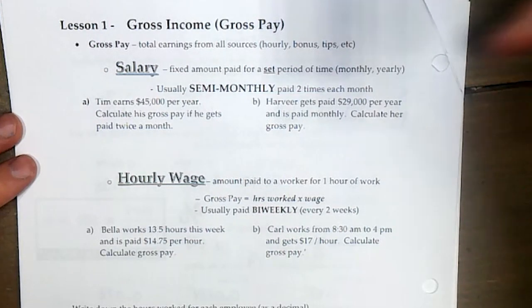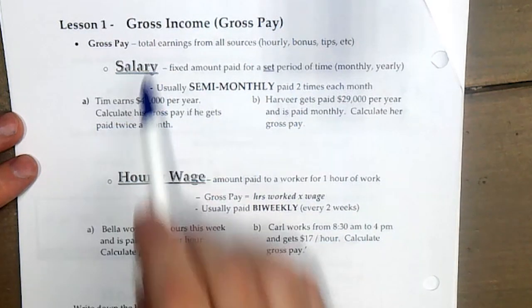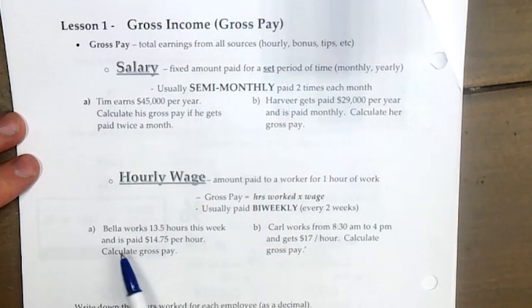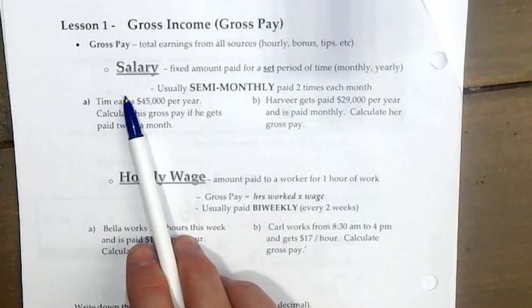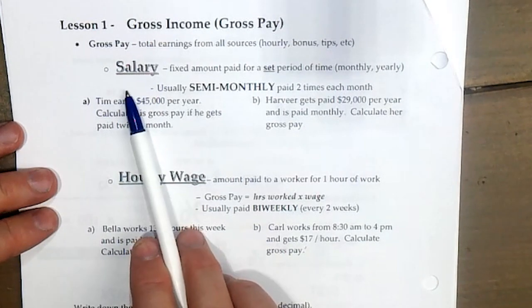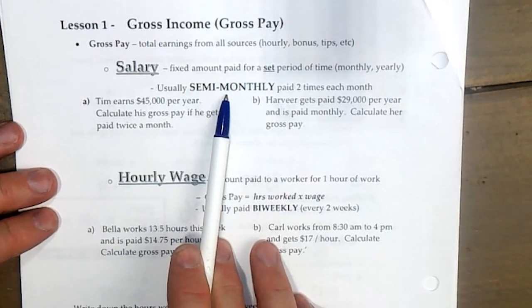So for lesson one, we're going to work on gross income. If you have a part-time job, this is basically what you're dealing with. There's two main types of pay. Salary is when you get a set amount every month or every year, and it's divided into your paychecks. Typically you get paid twice a month, if this is the case.